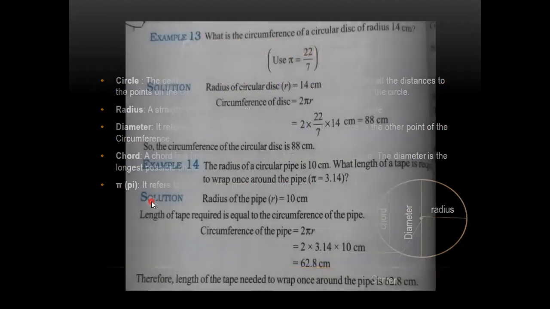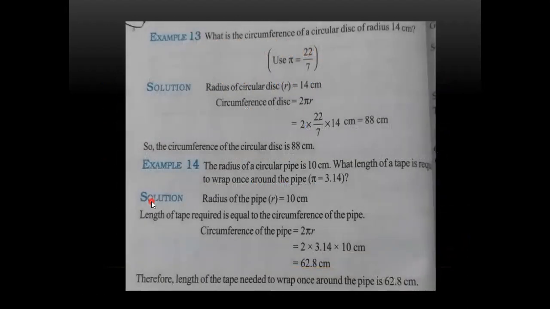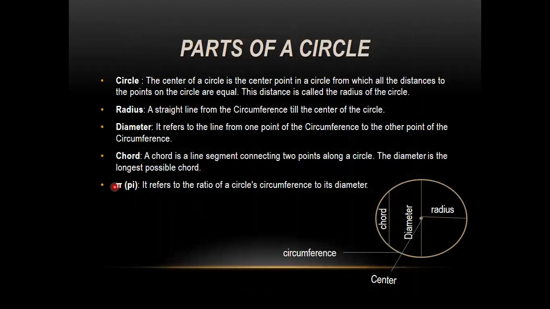Next, pi. So this symbol is called pi. It refers to the ratio of a circle's circumference to its diameter.